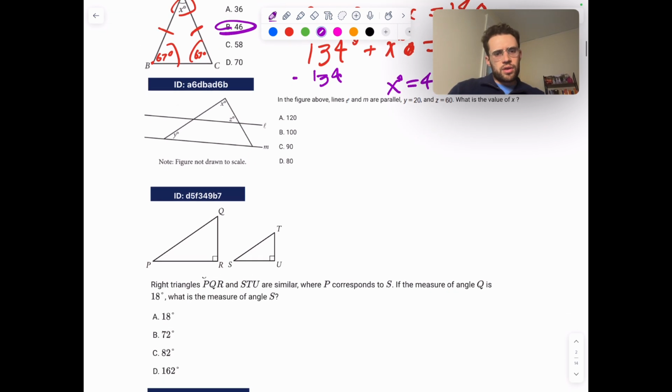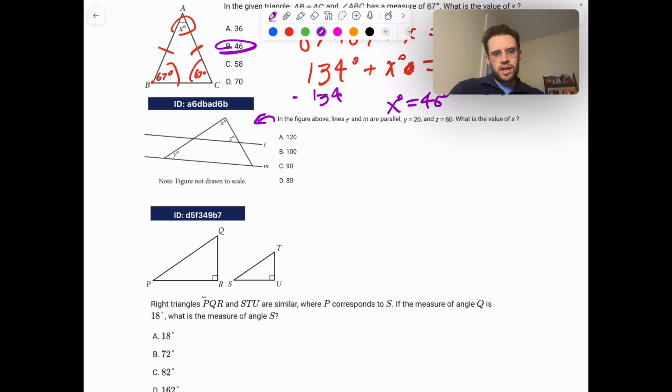In the figure above, well, it should actually be figure to the left, lines L and M are parallel. y equals 20 and z equals 60. So this is 20 degrees down here, and z is over here, that's 60 degrees. What is the value of x?